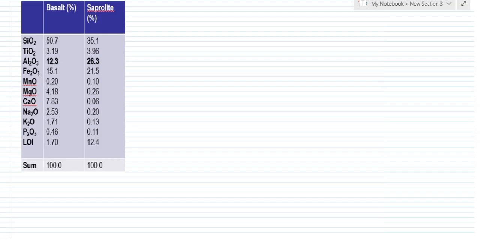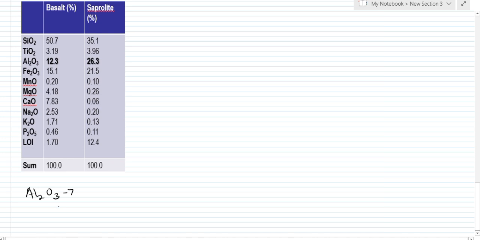Now, the next thing expected of you if you want to calculate this is to determine a certain factor. Usually the factor we consider is Al2O3. This is because during the weathering process, Al2O3 does not increase that much.